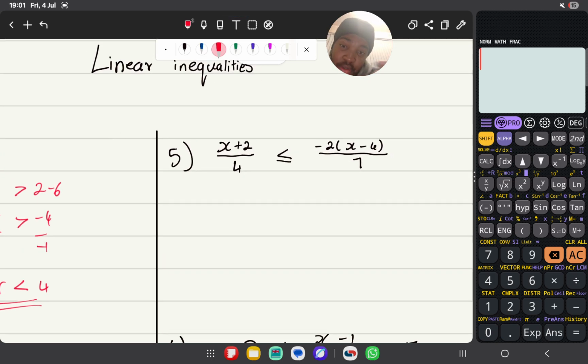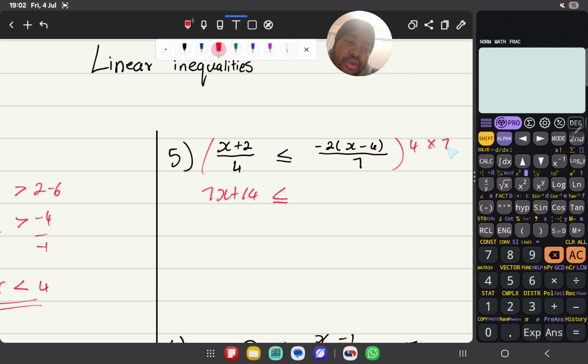Here we do some math. I'm going to multiply by 4, I'm going to multiply by 7. 7 is going to deal with this one, 4 is going to deal with that one. So if I'm starting this side, then I'm only multiplying by 7 because 4 is going to divide with this 4. So I have 7x plus 14, then smaller than or equal to.